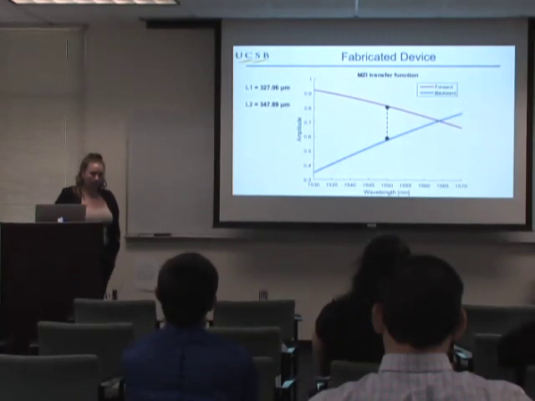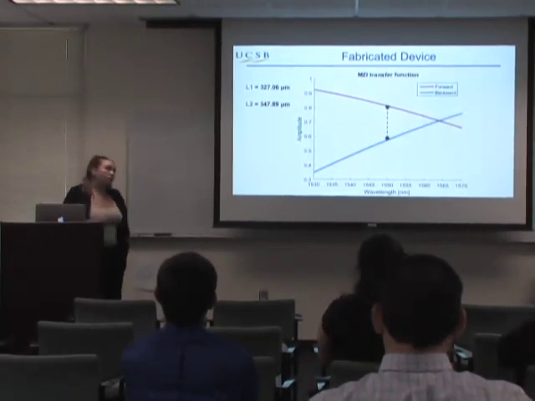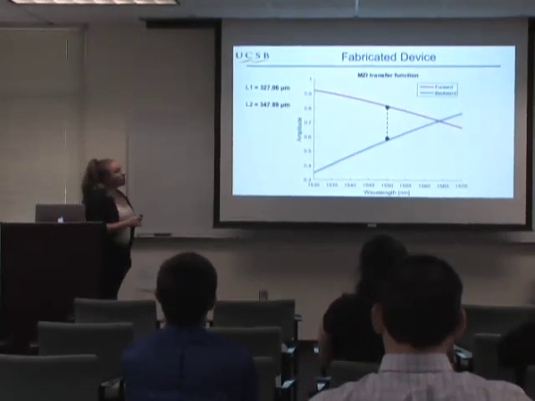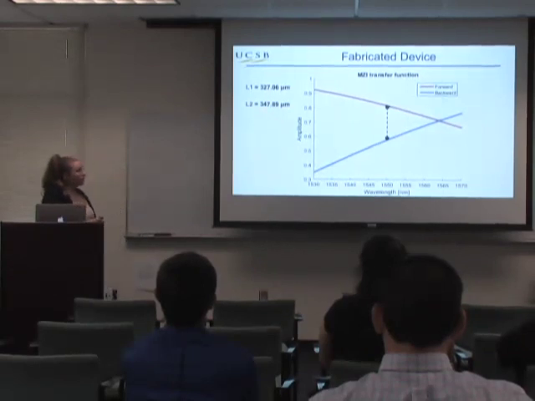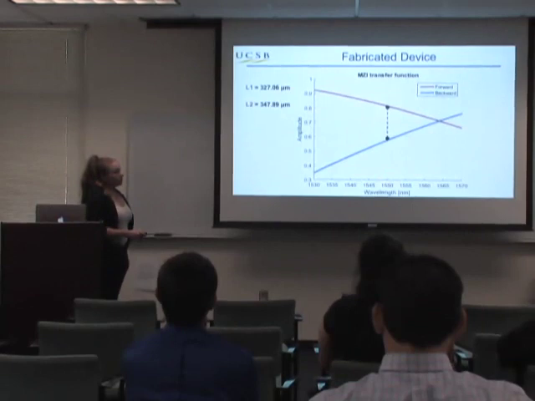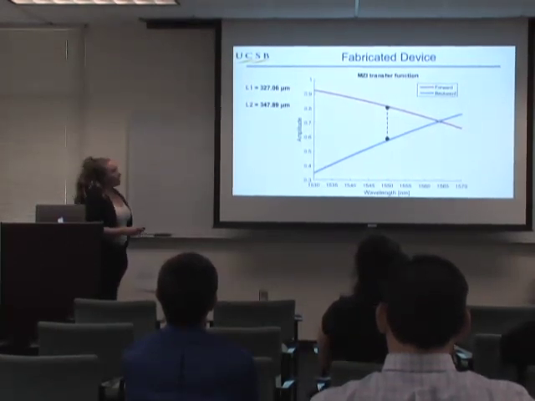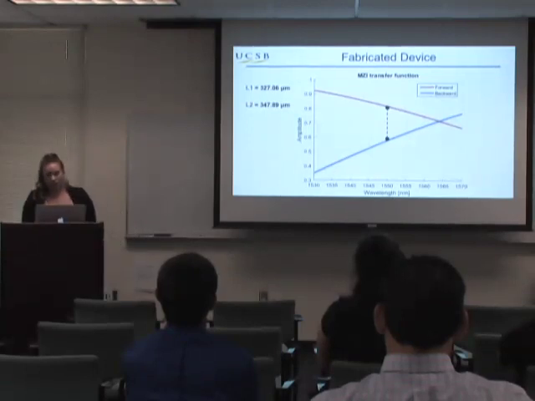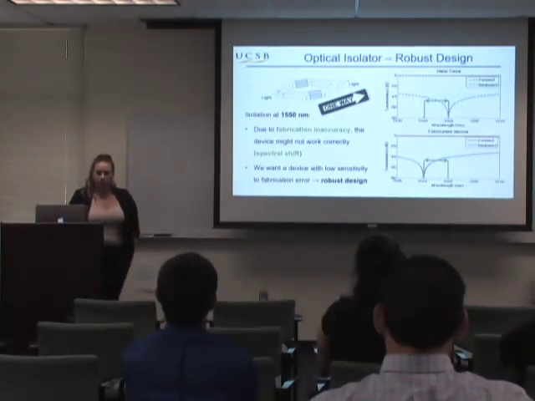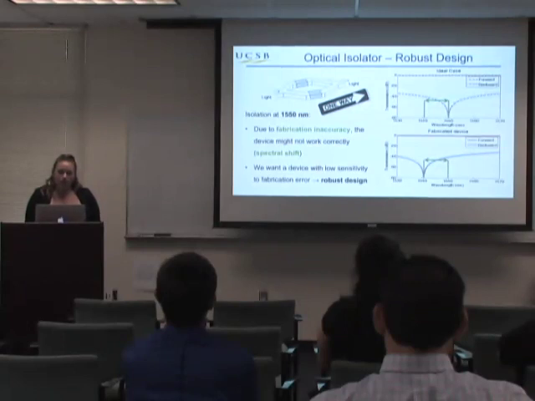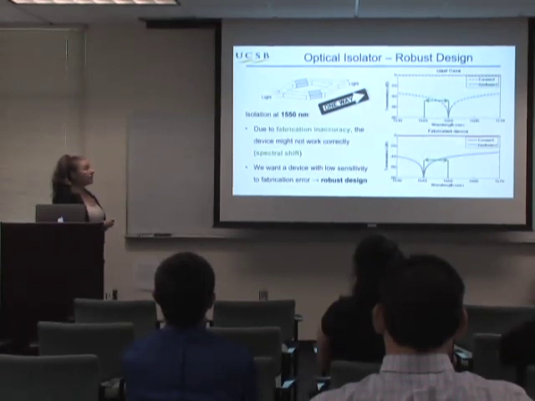However, this is not the case. When we use the same model, but we change the length of the arms from about 327 to 347 microns, we find that at 1550 nanometers, we have some transmission in the forwards direction and lots of transmission in the backwards direction. So what we need truly is a robust design: isolation at 1550 nanometers with light propagating in one direction only.